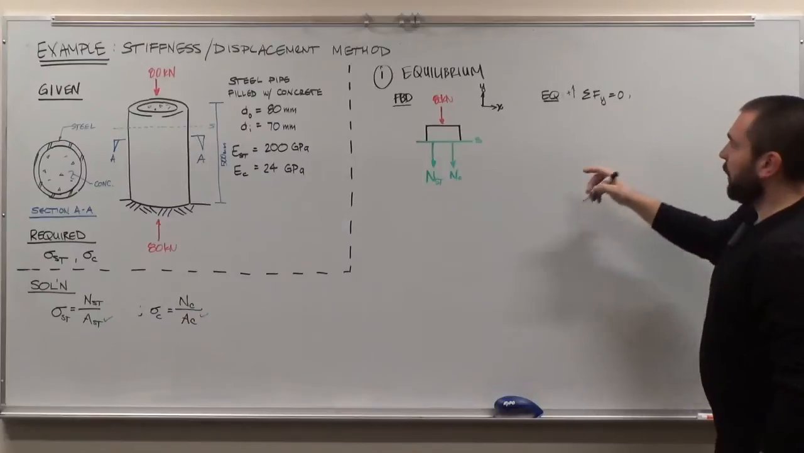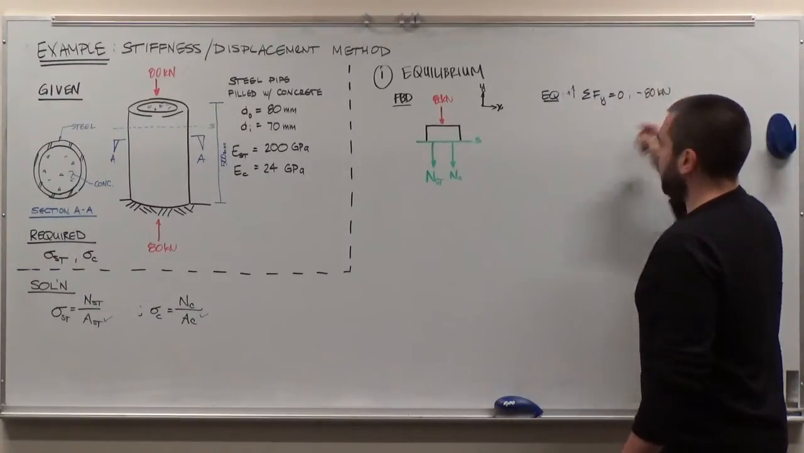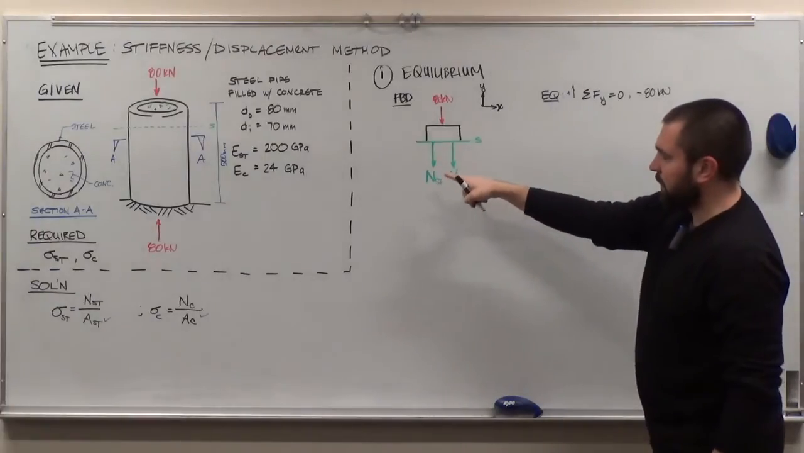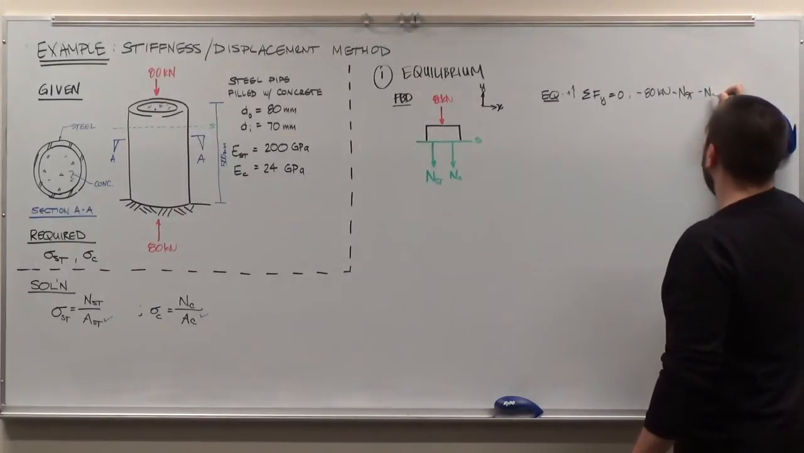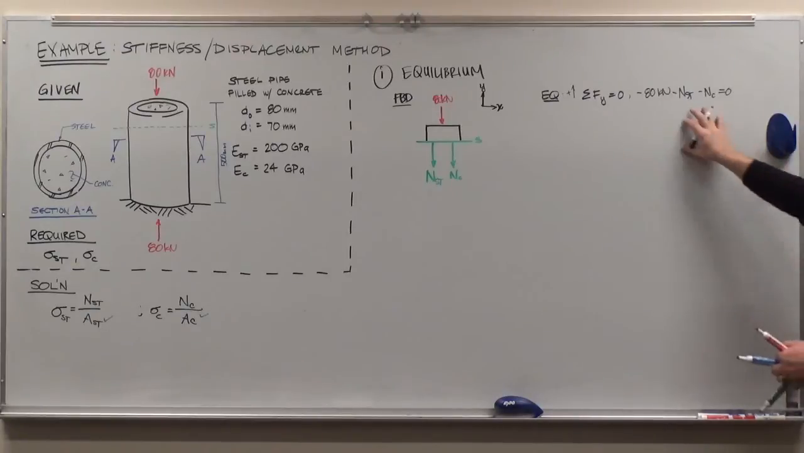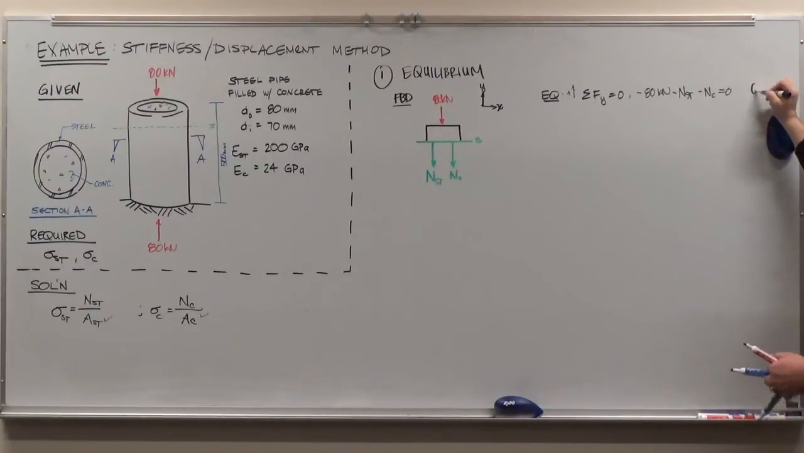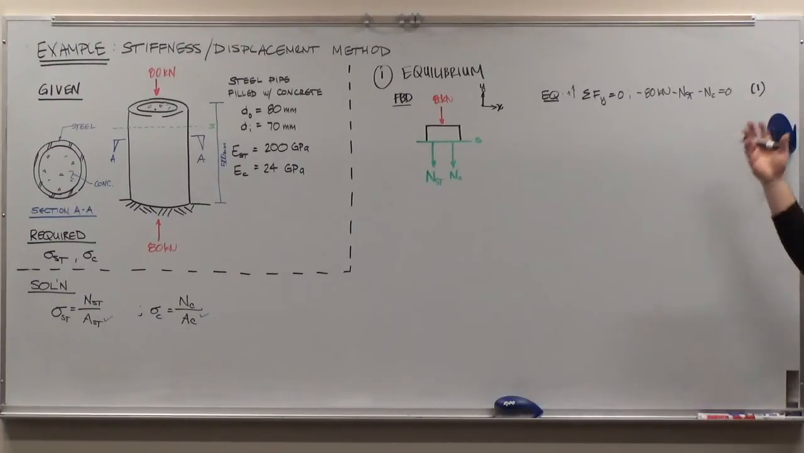So my equilibrium equation becomes negative 80 kilonewtons minus the normal force in the steel minus the normal force in the concrete, all equal to 0 because it's in equilibrium. So I could rearrange this if I want to make it a little bit easier, but regardless, this is going to be my equilibrium equation. So I might want to solve this in terms of one of these unknowns on one side of the equation because we're going to substitute it when we solve for simultaneous equations later on.